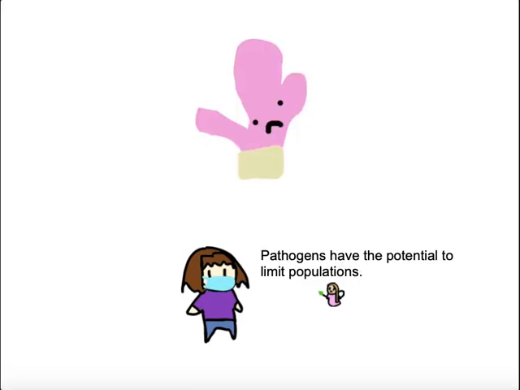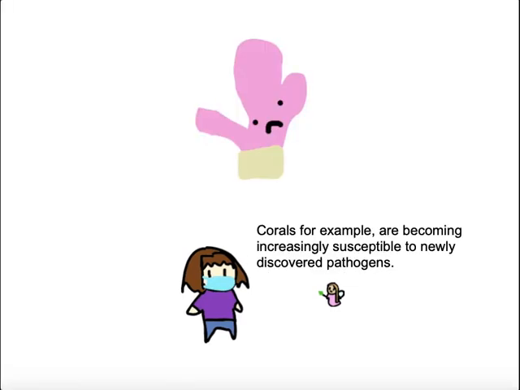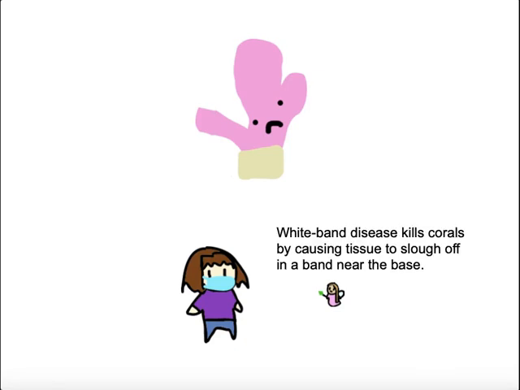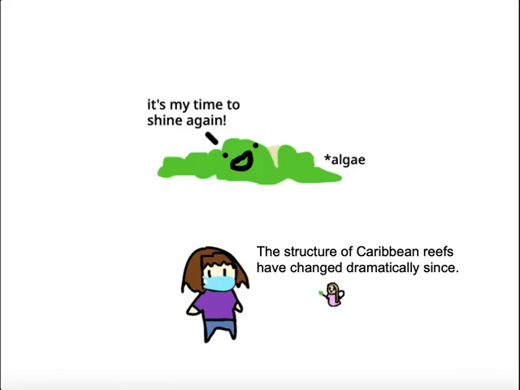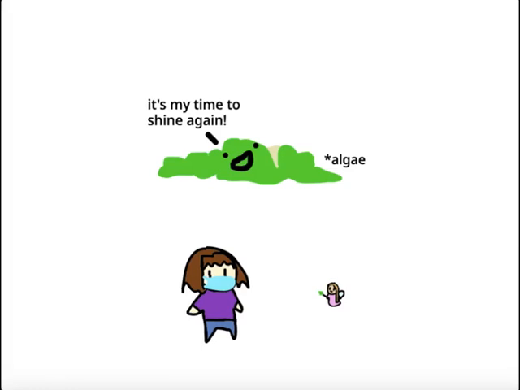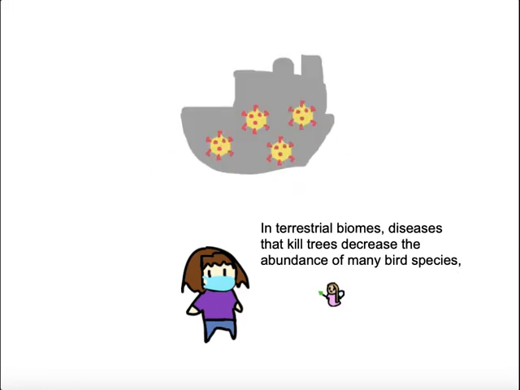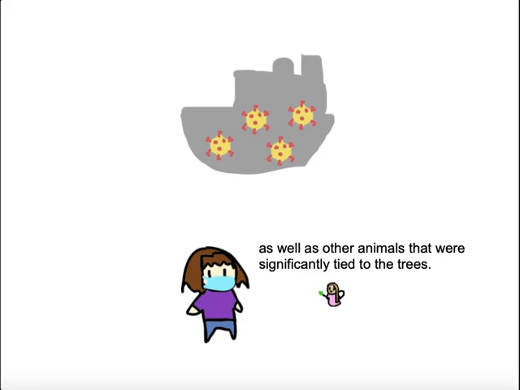Pathogens have the potential to limit populations. Corals, for example, are becoming increasingly susceptible to newly discovered pathogens. White band disease kills corals by causing tissue to slough off in a band near the base. The structure of Caribbean reefs has changed dramatically since. In terrestrial biomes, diseases that kill trees decrease the abundance of many bird species, as well as other animals that were significantly tied to the trees.